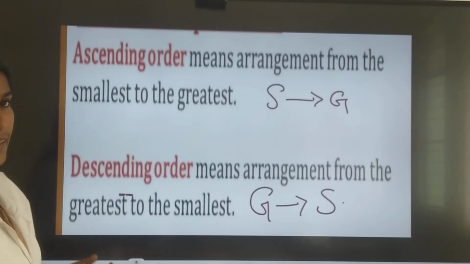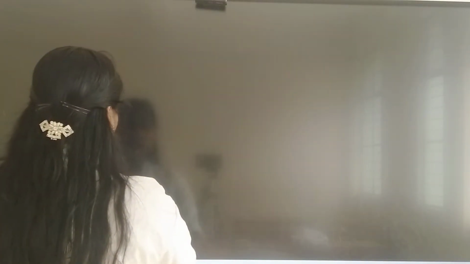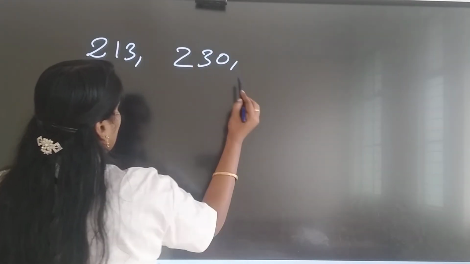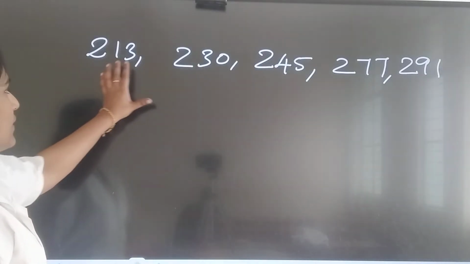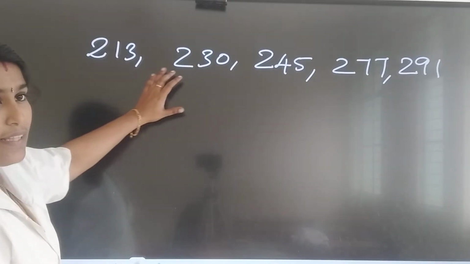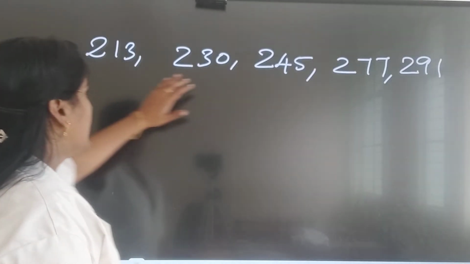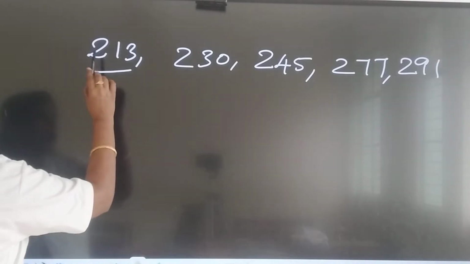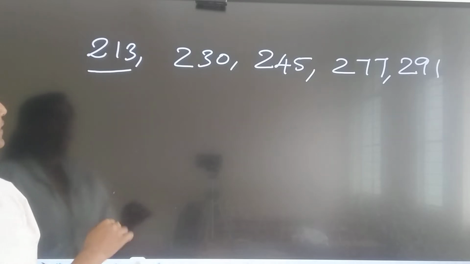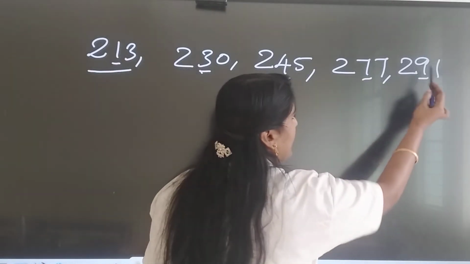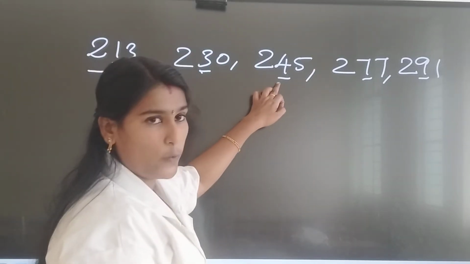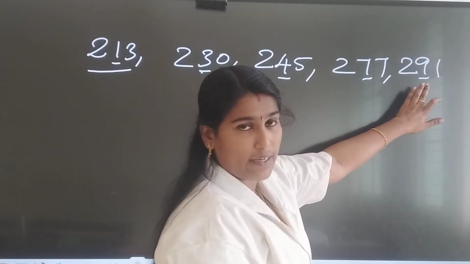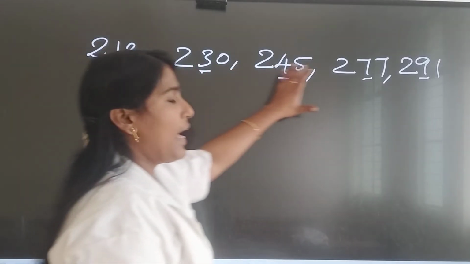Now let us see some examples related to ascending and descending order. First, arrange the numbers in ascending order. Let us take some numbers: 213, 230, 245, 277 and 291. See, here are 5 numbers, arranged in ascending order. All the first digits are the same. See the second digit: here it is 1, here it is 3, here it is 4, here it is 7, here it is 9. So 1 is the smallest number, the next smaller number is 3, and next is 4, then 7, and the last is 9. So the numbers are arranged in ascending order.